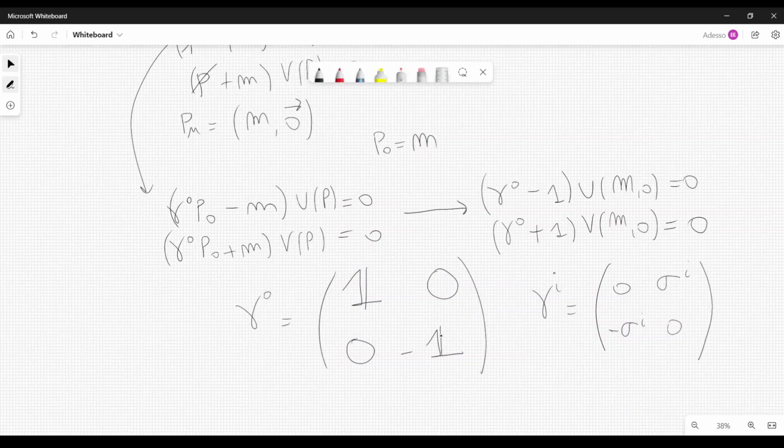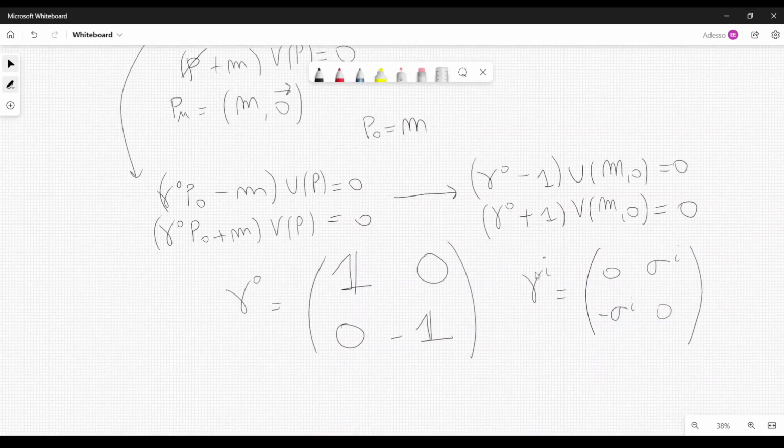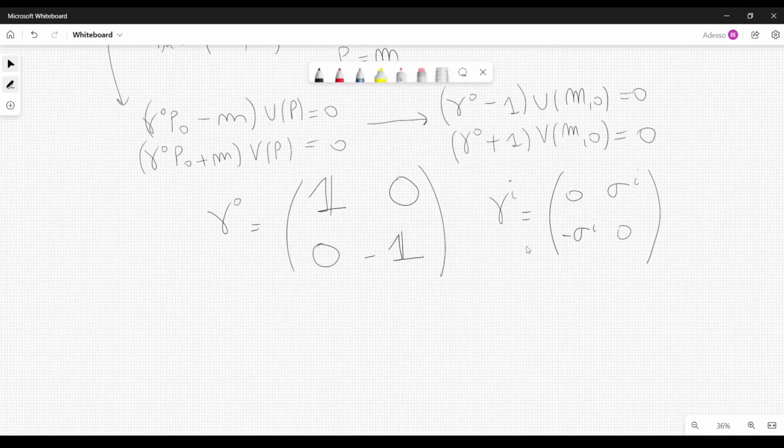Why did I choose this representation? Well, this is a good choice because the gamma matrices must satisfy the so-called Clifford algebra. I have also shown this in a free video on YouTube, but this is also shown in my course on quantum field theory. So what can be shown is that these matrices should satisfy this relation.